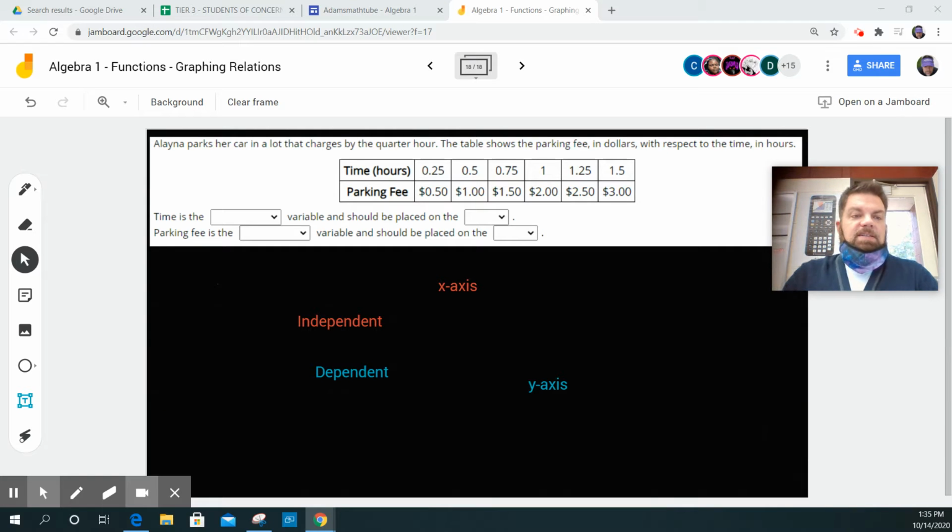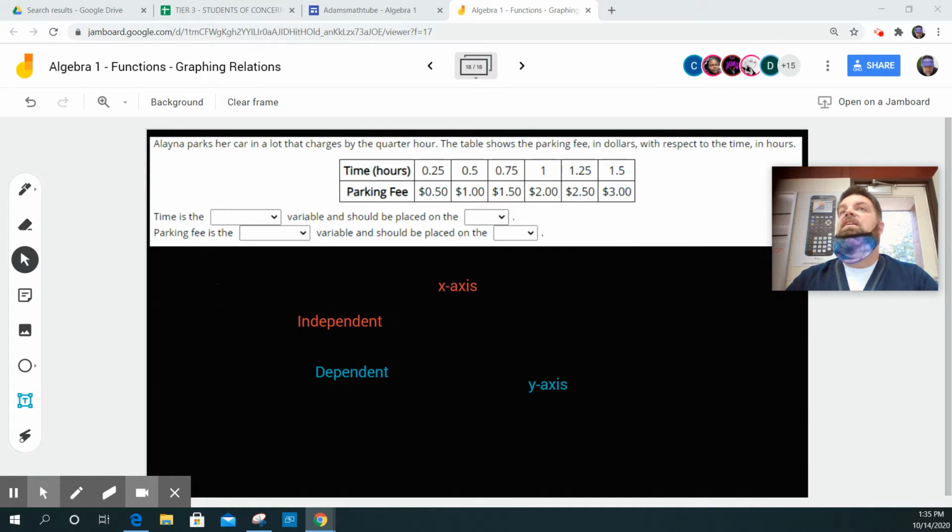All right, so it says Alana parks her car in a lot and charges by the quarter hour. The table shows the parking fees in dollars with respect to hours. Okay, so it looks like we have time and we have the fees that you have to pay for parking. So then, with the time and the parking, we've got to figure out basically which one's dependent and which one's independent.